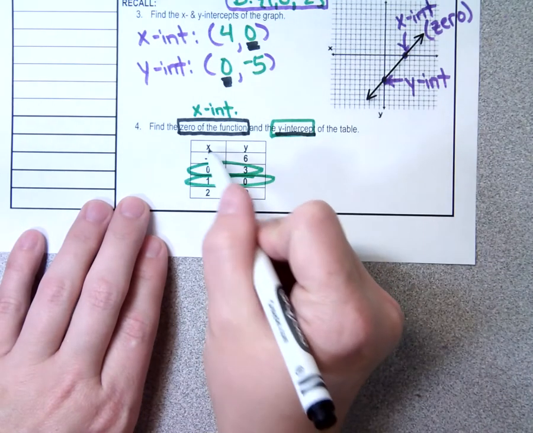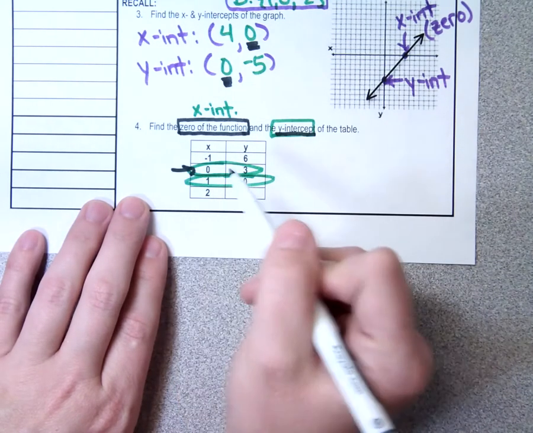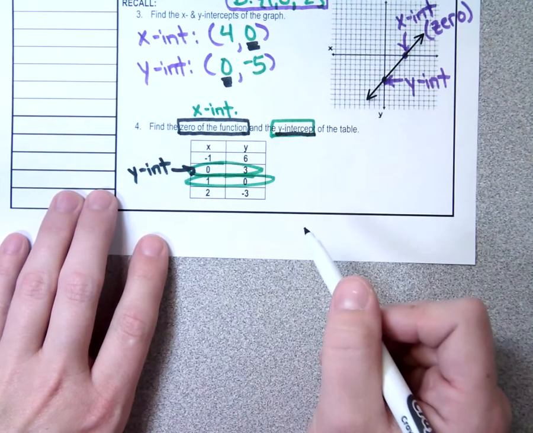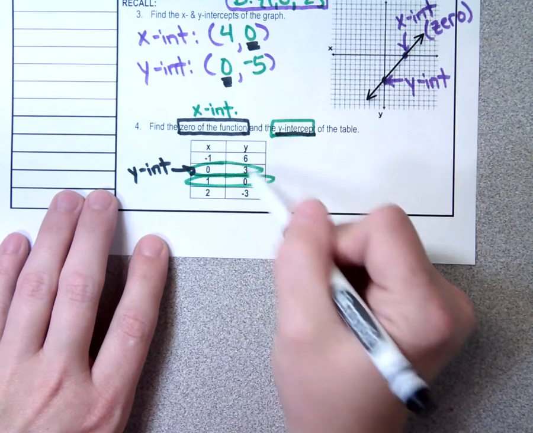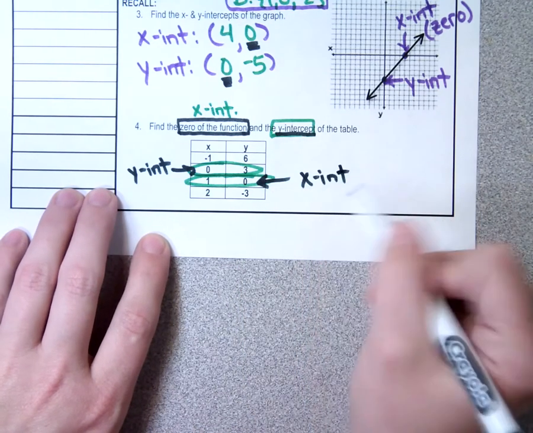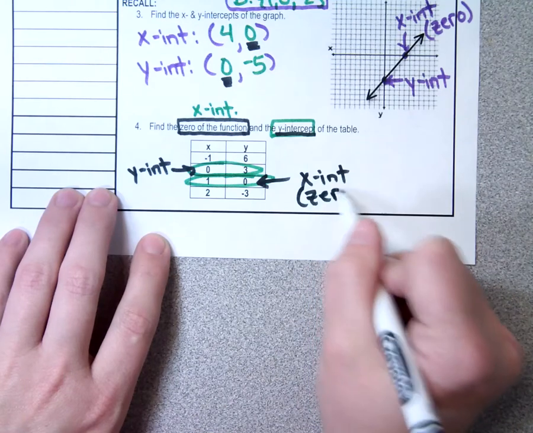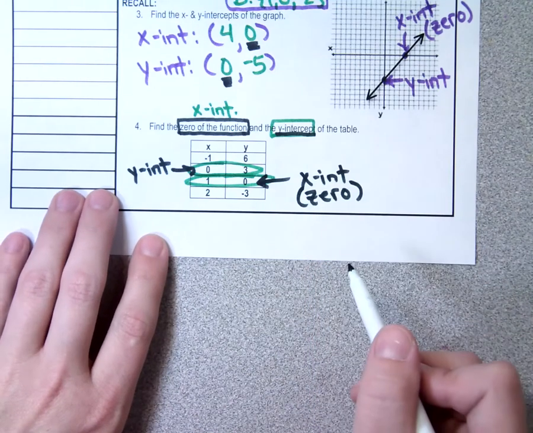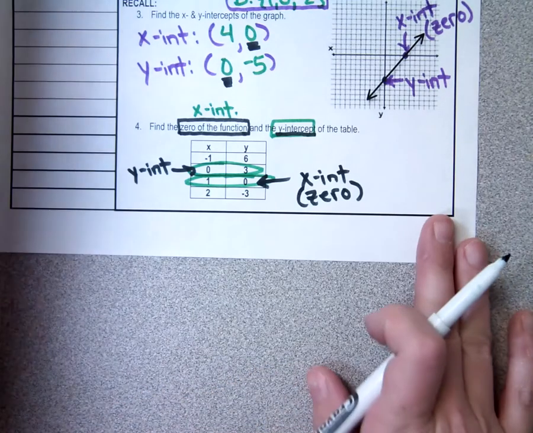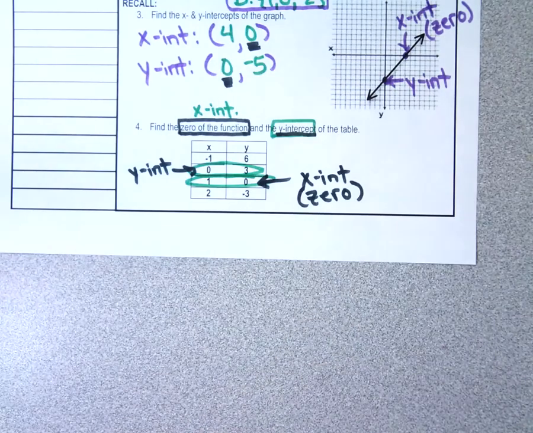When the x-coordinate is 0, we have found the y-intercept. And when the y-coordinate is 0, we have found the x-intercept, which is also called the 0. So intercepts, we always work with zeros. Okay, let's move to the next page.